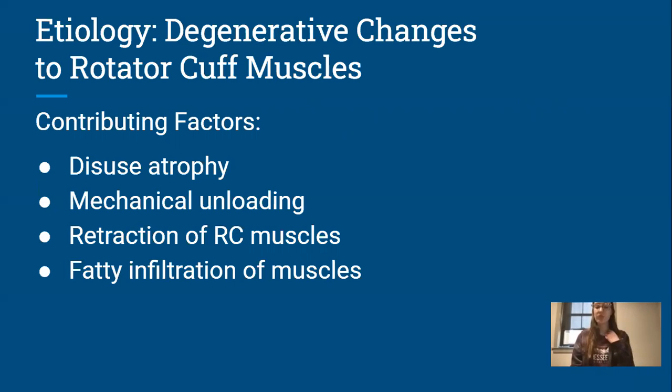Within the muscles of the rotator cuff, as the muscles become smaller, thinner, and weaker throughout degeneration, the muscles begin to retract and fat begins to deposit abnormally in the shoulder.